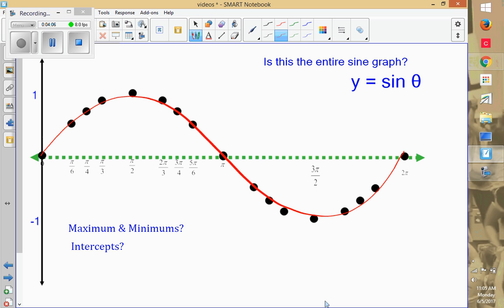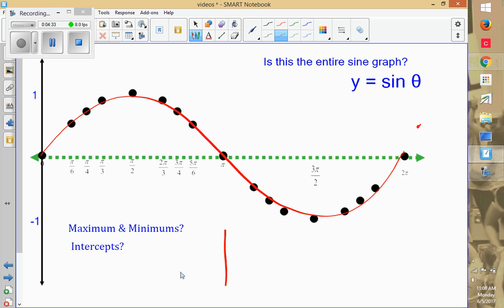Now, is this an entire graph of sine? No, because we could have coterminal angles that are going to, again, have the same values as the sine of pi over 6. The sine of 13 pi over 6 would be the same as the sine of pi over 6. So it's going to then create another cycle of it.